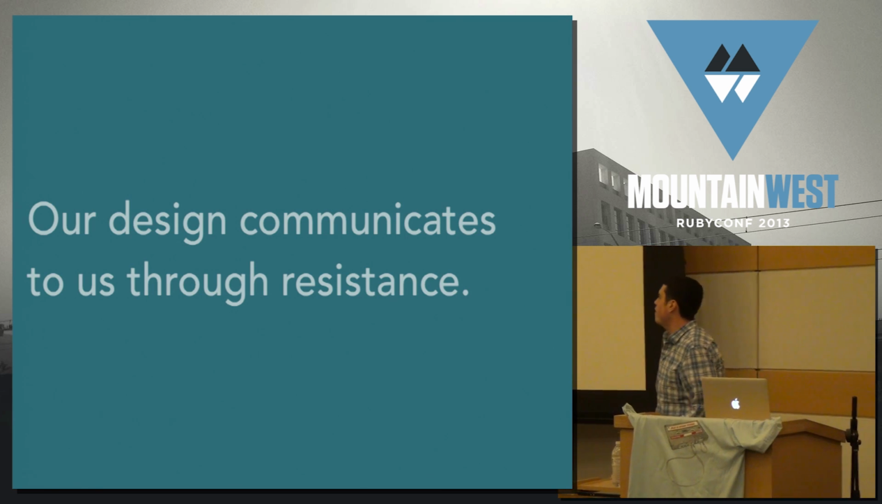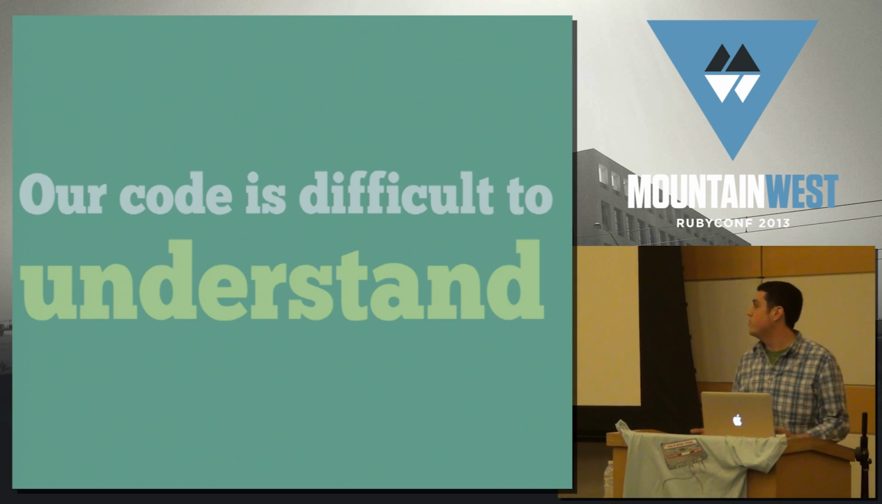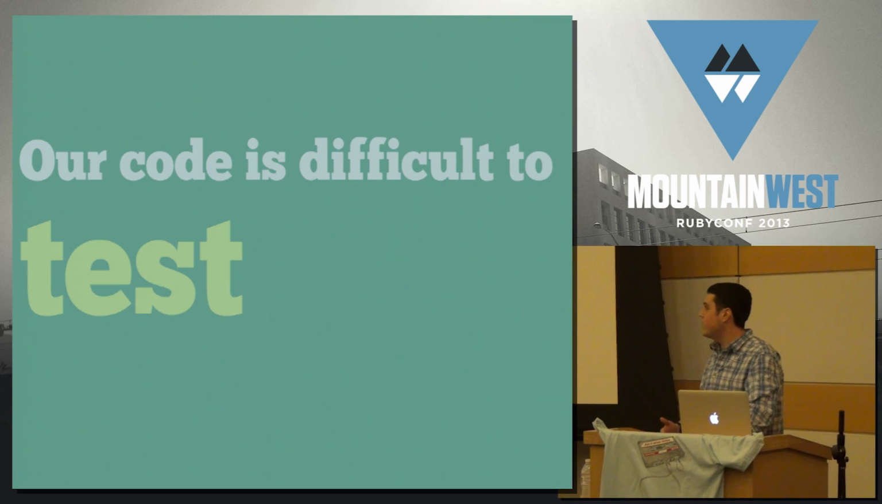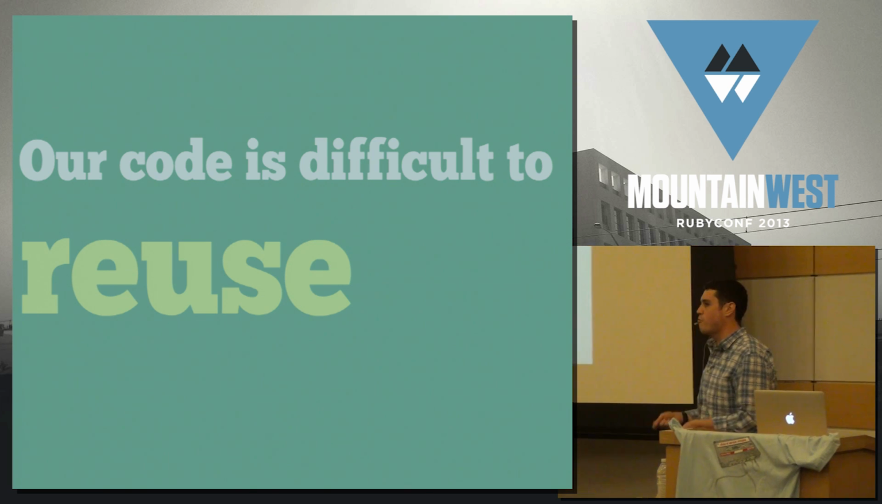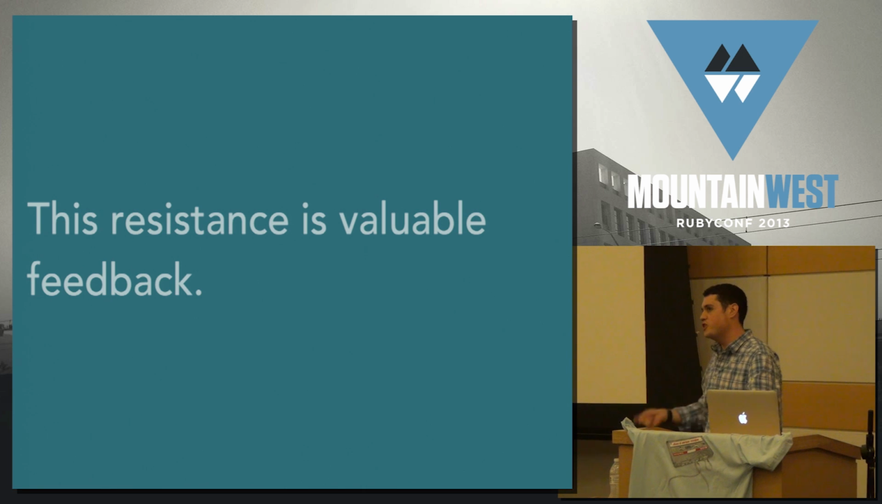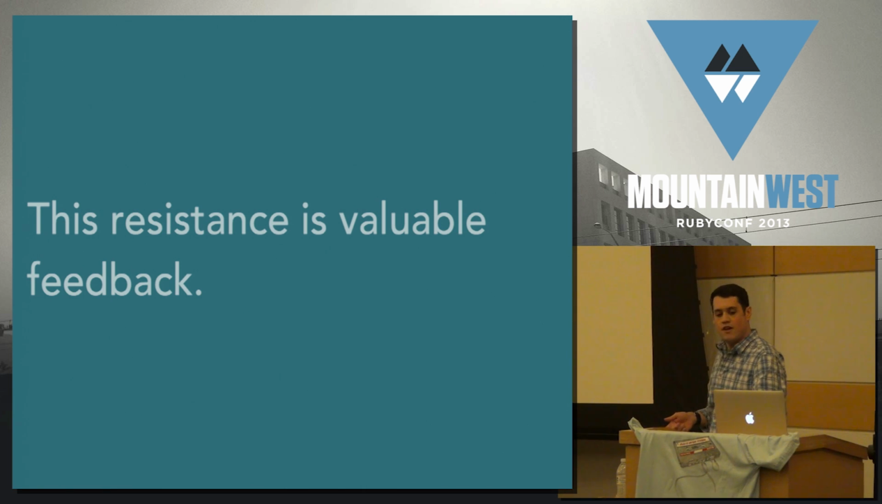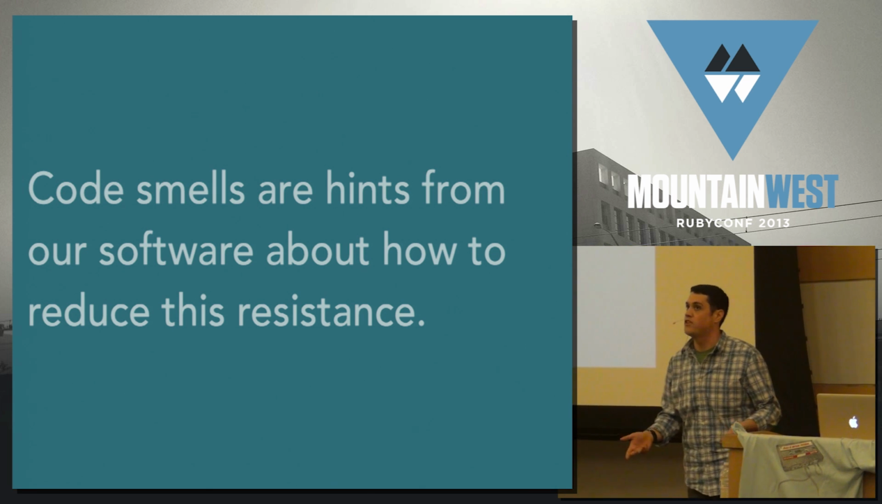When we're building software, our design communicates to us through resistance. We may say things like, our code is difficult to understand, or to test, or to change, or to reuse. And this is the expression of that resistance. This resistance is really valuable. It's nudging us along to refactor. Code smells are hints from our software about how it wants us to reduce this resistance.